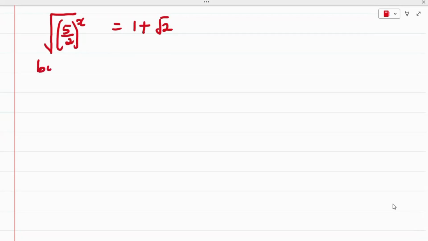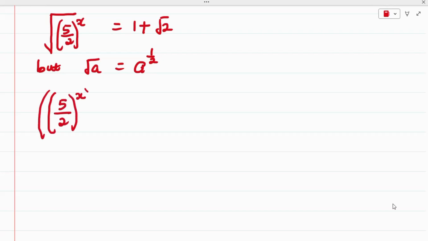But we know that the square root of a is equal to a raised to the power of 1 over 2. So this can be expressed as (5/2) all raised to the power of x, all raised to the power of 1 over 2, and this is equal to 1 plus the root of 2.